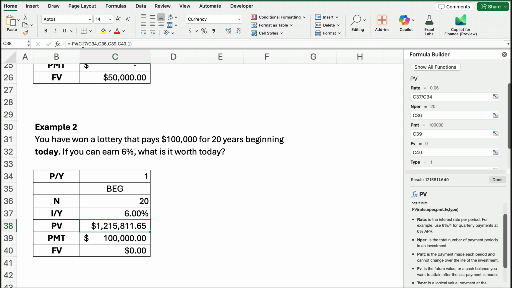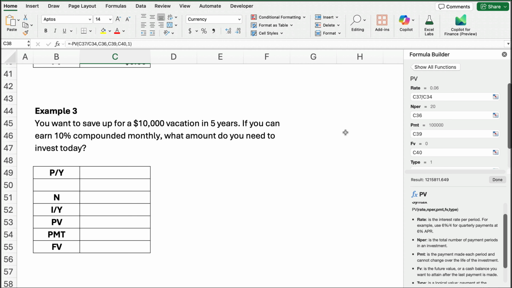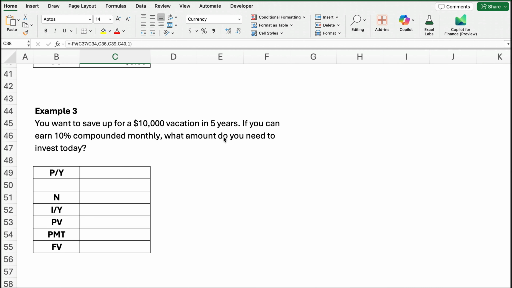All right, keep going here. If you want to save up $10,000 for a vacation in 5 years, you think you can earn a 10% return compounded monthly, what amount do you need to invest today? All right, so the periods per year, since it's monthly, is going to be 12 months per year, and the number of years is going to be 5, but the number of months is going to be 5 times 12, or 60 months. So this is not an annual problem, this is a monthly problem.